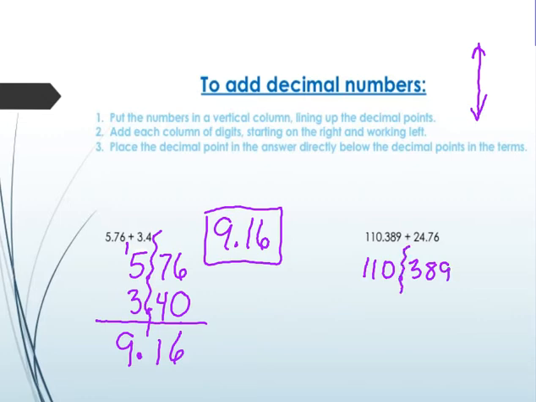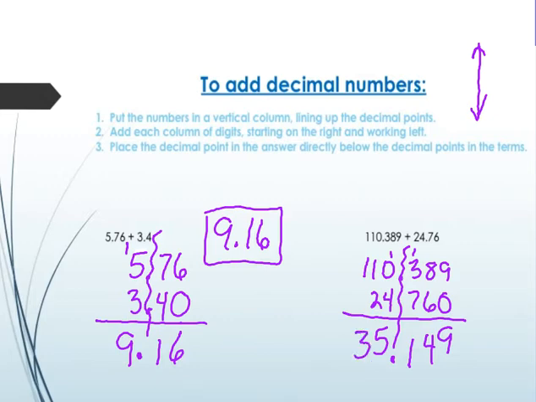Our second example, 110.389. Let's put a little 1 here for our decimal. 24.76. Add a 0. Put a decimal in our answer. 9 plus 0 is 9. 8 plus 6 is 14. Carry the 1. 3 plus 7 is 10, plus 1 is 11. Carry the 1. 1 plus 4 is 5. 1 plus 2 is 3. 1 plus nothing is 1. So our answer is 135.149. 135 and 149 thousandths.